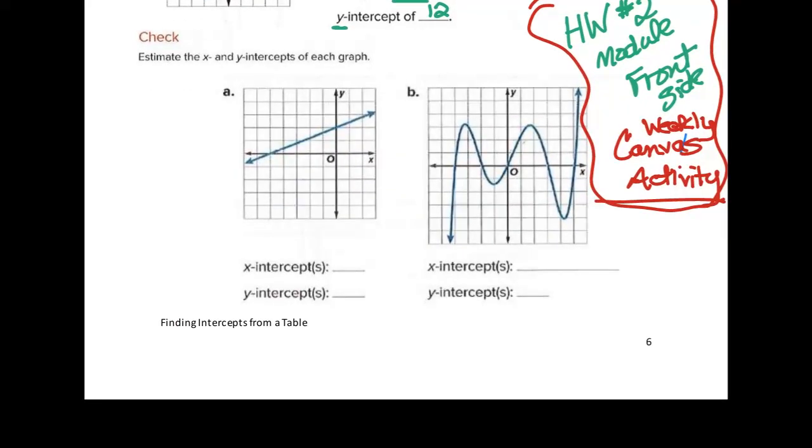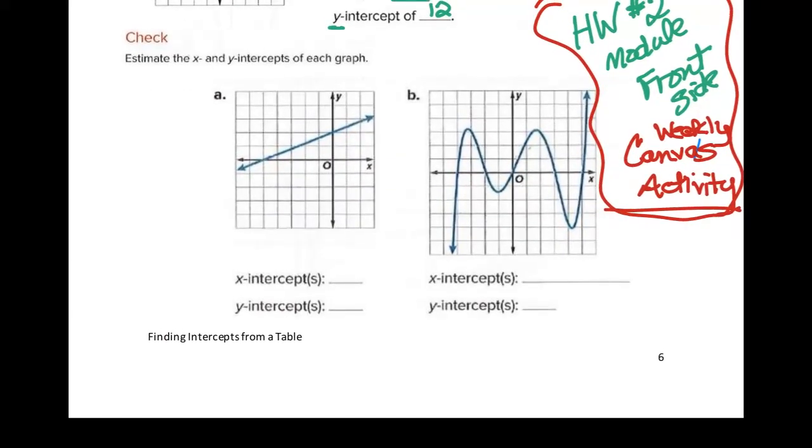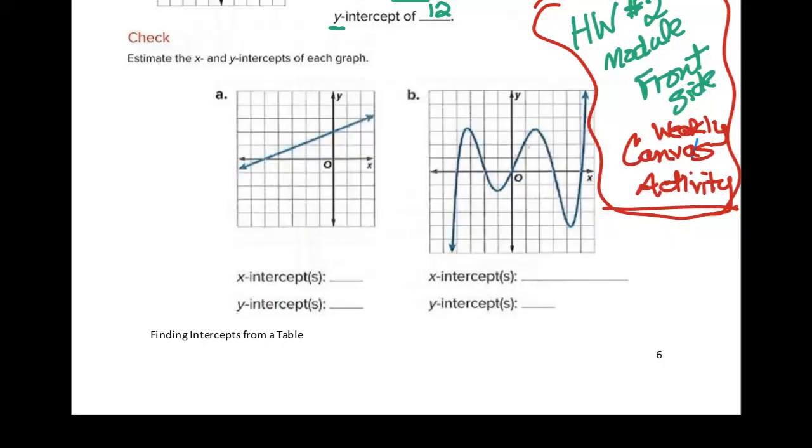Let's look at the bottom of your page 7, and it says, estimate the x and y intercepts of each graph. So right now, I want you to write down what you think the x and y intercepts are of those two graphs, A and B.